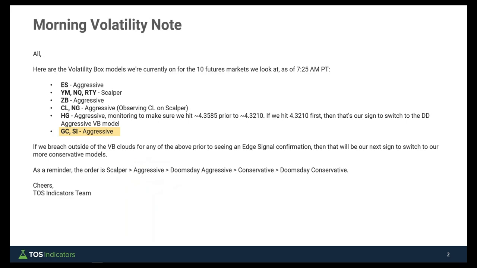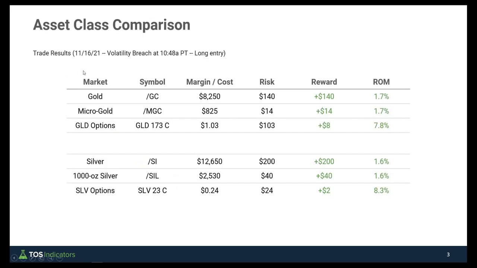Now, if we move on to the actual trade setup from when it triggered, that was today, November 16th. The trade we'll look at was the breach at 10:48 a.m. Pacific. This is a breach of our volatility box clouds. You'll see a visual of that in just a second, but let's look at the numbers first. And this is a long entry.